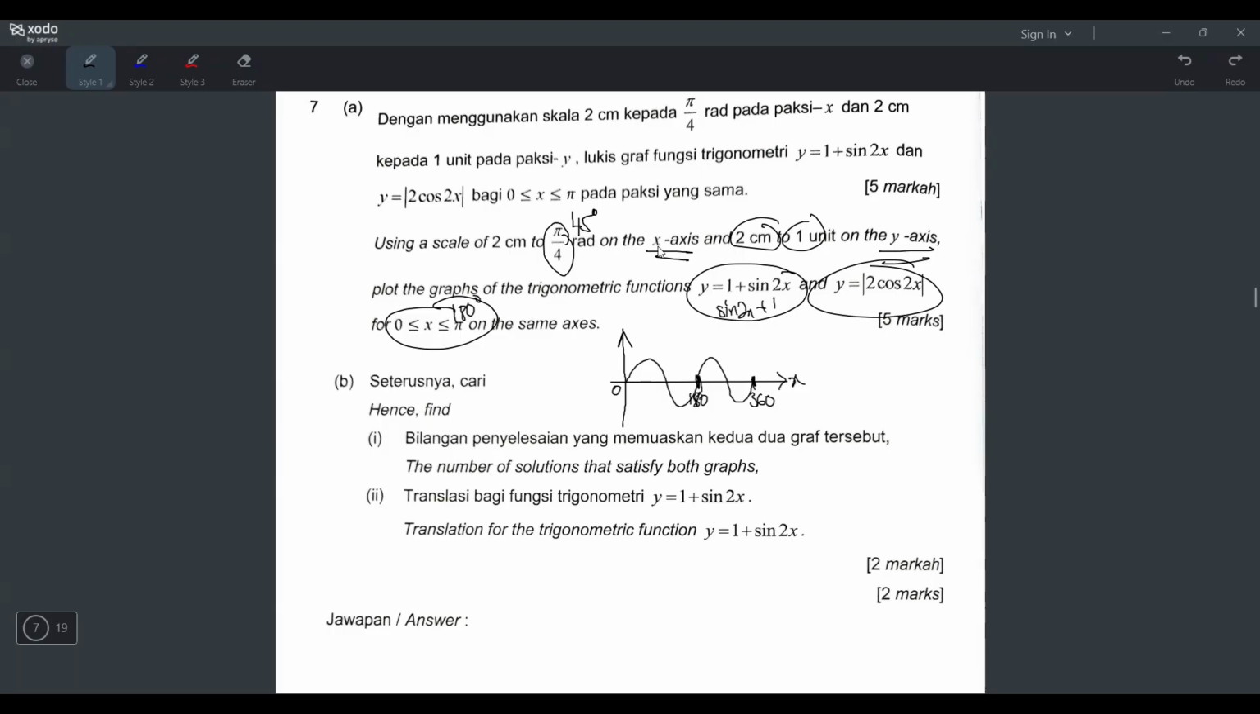Or you can say do translation 0, 1. It means you have to take the whole graph and move up 1 unit. When you do that, your x-axis will be down here, because when you move up already, your x-axis will get pushed down, right?